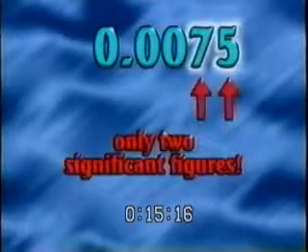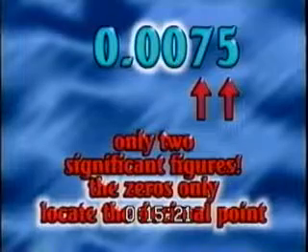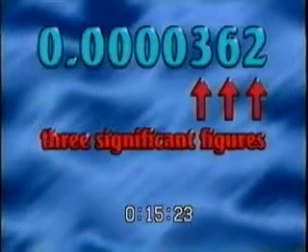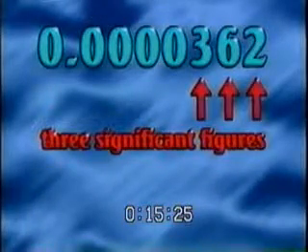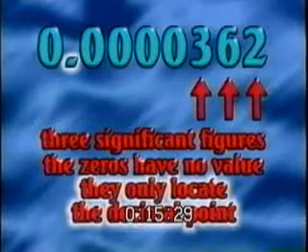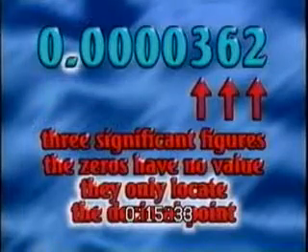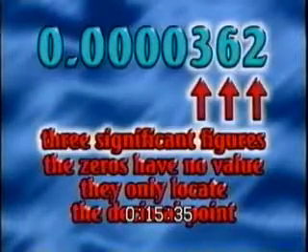The number 0.0075 has only 2 sig figs, since the zeros in the number only serve to locate the decimal point. Same with 0.0000362. Those zeros don't have value. They just tell you where the decimal point is. So, 0.0000362 only has 3 significant figures.